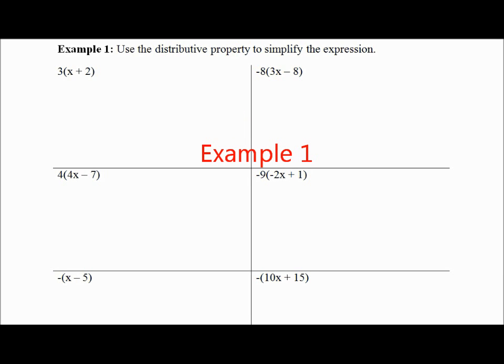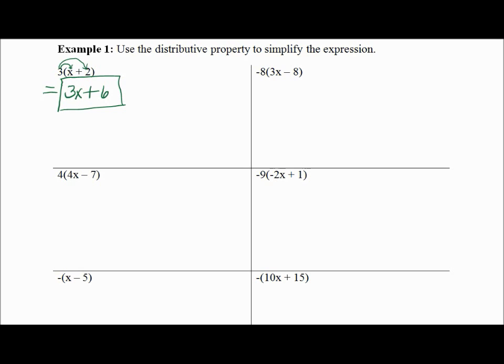When applying the distributive property, it's fairly simple. All you want to do is multiply the number outside of the parentheses to every term inside of the parentheses. So for my first example, I have 3 times x plus 2. I'm going to multiply the 3 to the x, then to the 2. 3 times x is 3x and 3 times 2 is 6. I don't have any like terms to combine, so this is my final answer.